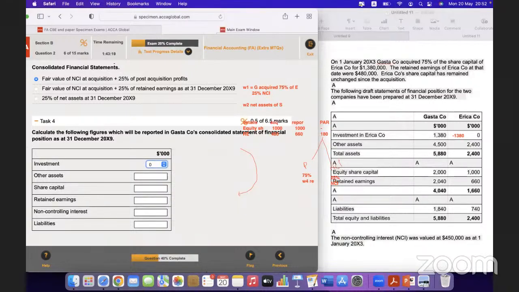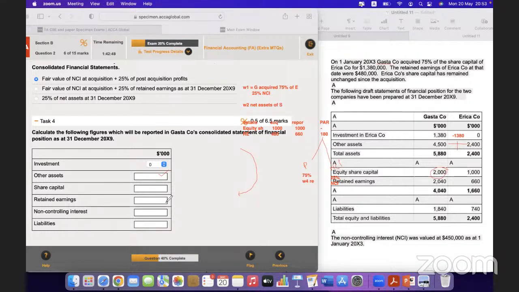Right. Other assets. Guys, normally in consolidation, how do we do assets? Assets are normally parent and subsidiary added together. So once you add together, you can mark the answer over here. Share capital. Normally, guys, in the SOFP, we only have whose share capital? Only the parent share capital. Only this you have to mark and show.